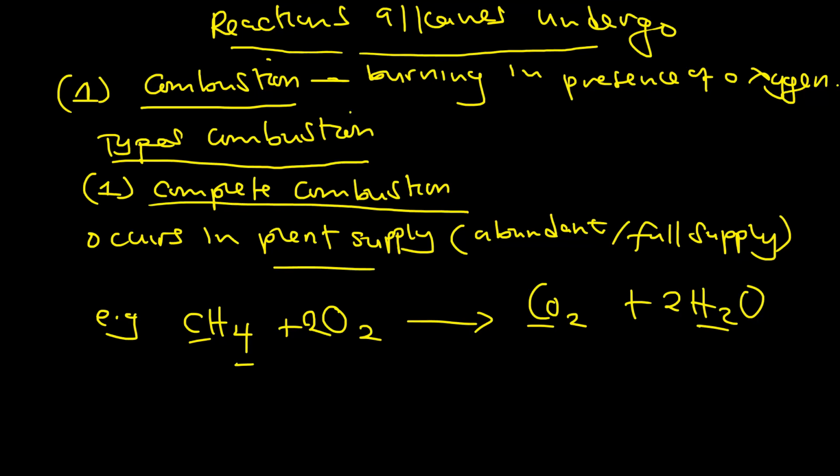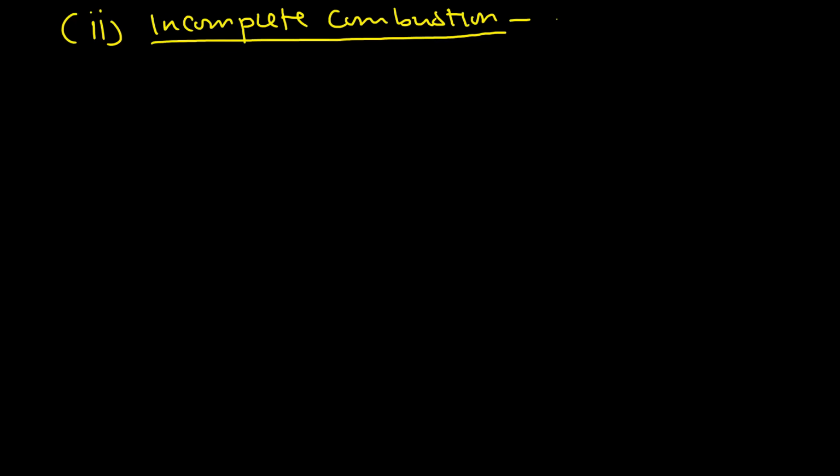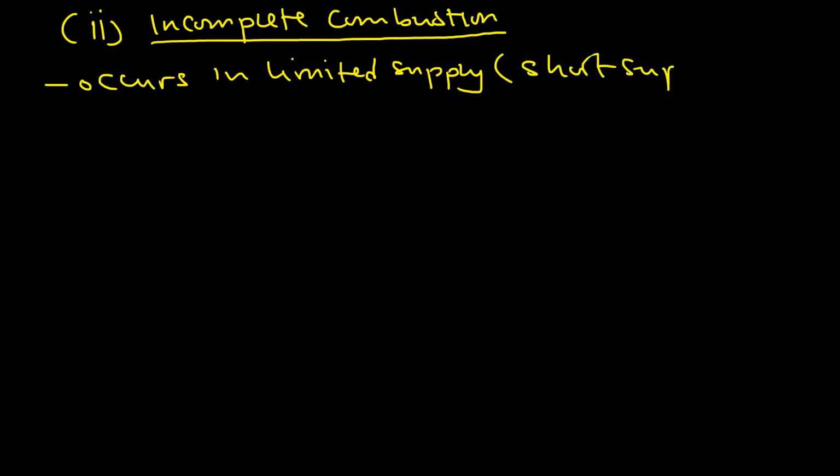Now, if there is a limited amount of air or oxygen, incomplete combustion occurs. So another type of combustion is called incomplete combustion. What is incomplete combustion? It is where the compound partially burns, or burns in a limited supply of oxygen. The terms used are limited supply, or short supply. When you find such terms, limited supply or short supply of oxygen or air, just know that what is occurring is incomplete combustion.